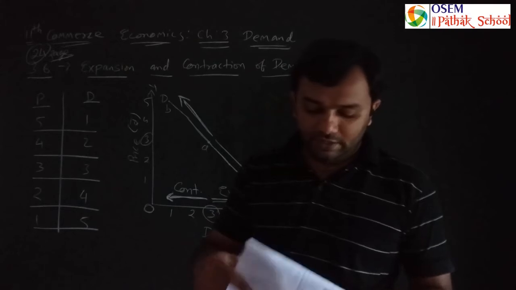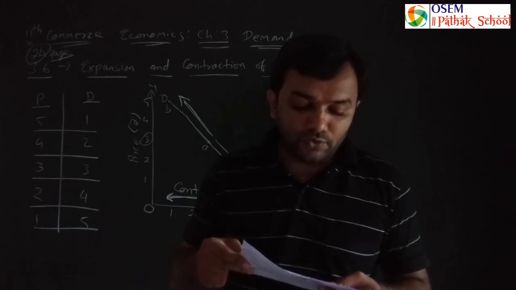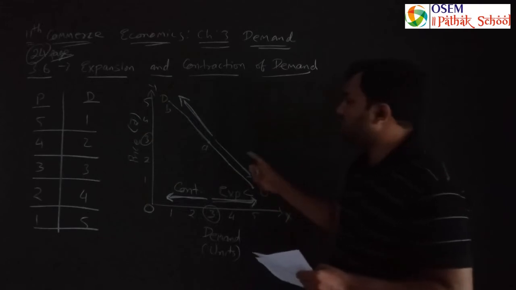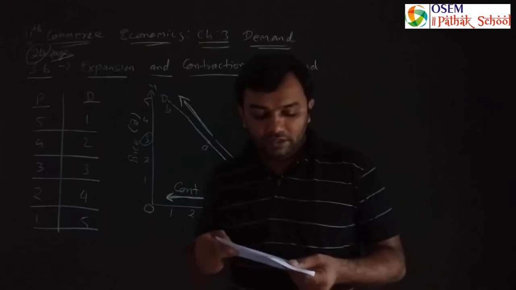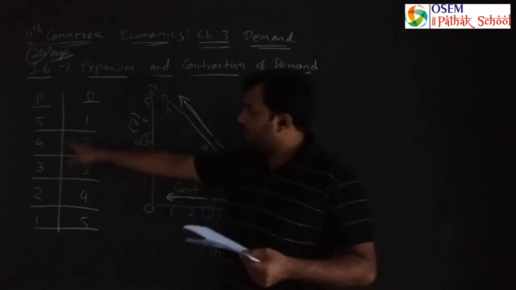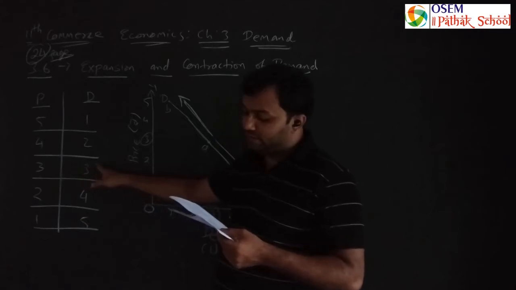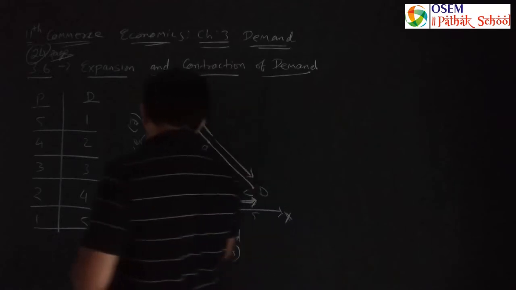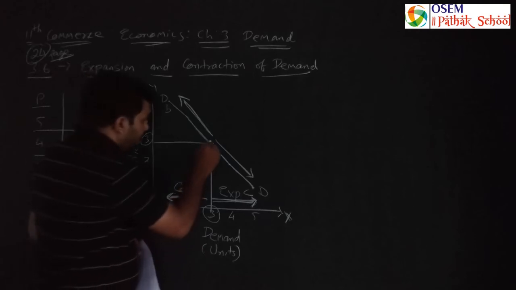Now, page number 25. Turn over to the next page. This is the explanation of the graph. I am reading it out, and you must follow it line by line. In the above schedule, suppose the initial price is 3, say for example, then the initial demand is 3 units, which is seen at point A. We can see it here. This will be our point A.